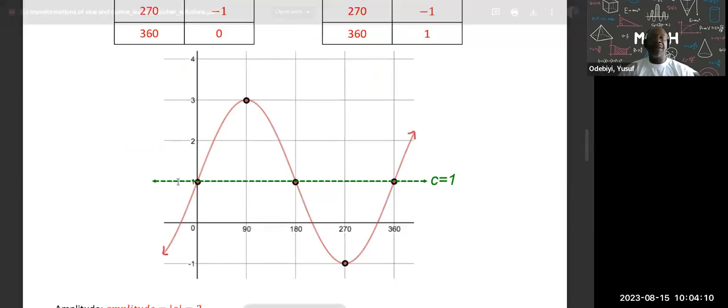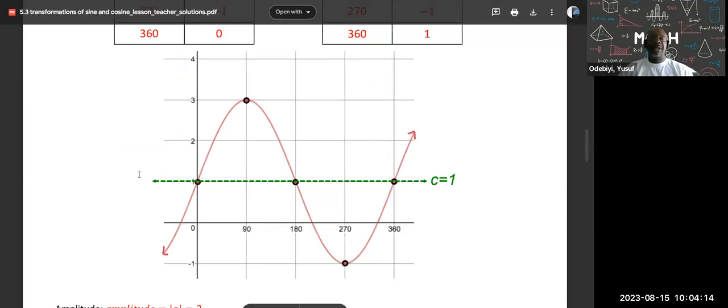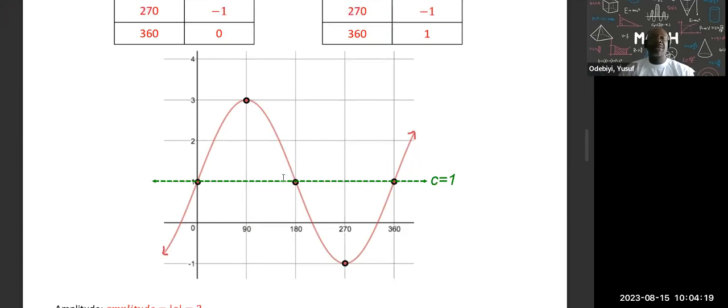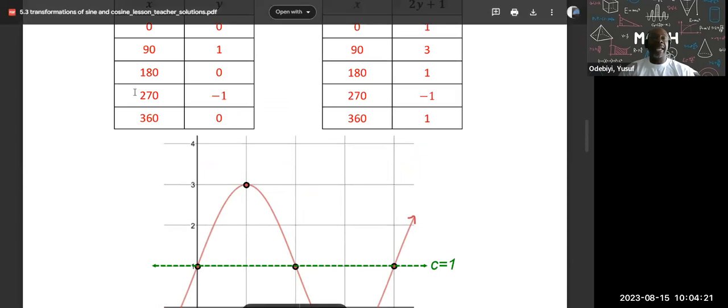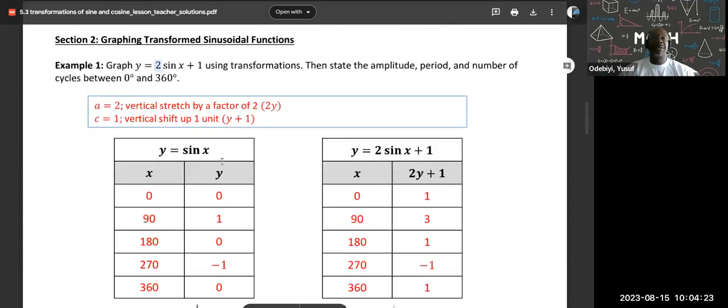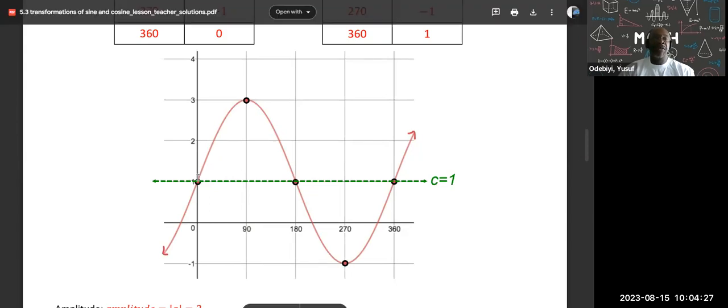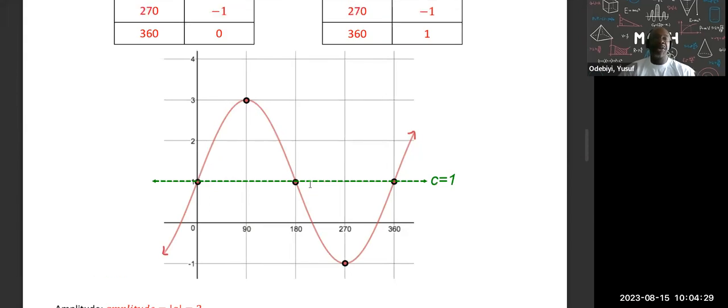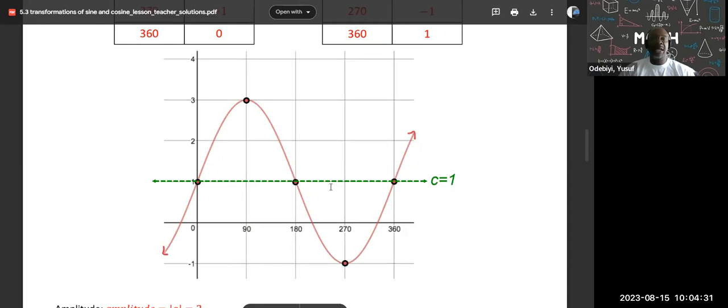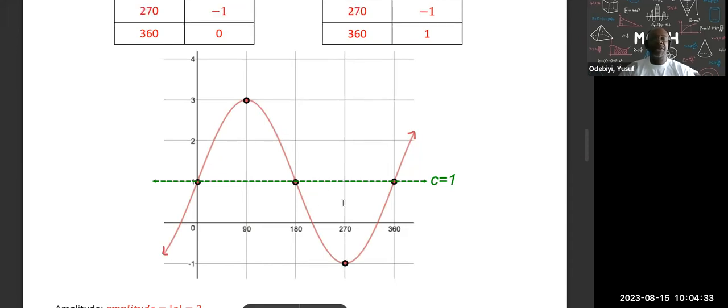And if you look at this graph, our C is the midpoint line. Our amplitude is 2 because we got that from here, 2. But also if you look here, the amplitude is 2. I go from 1 to 3, the amplitude is 2. If I go from -1 to 1, my amplitude is 2.